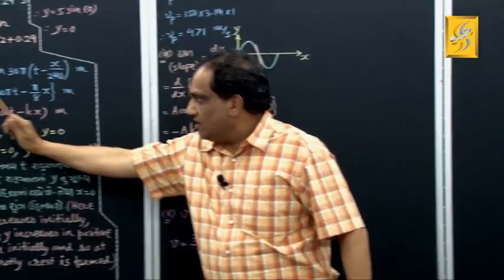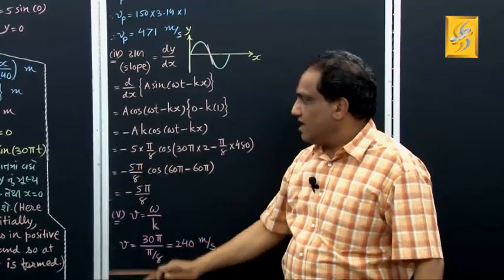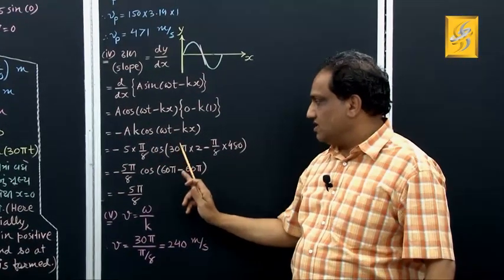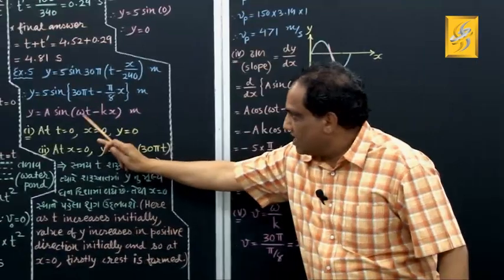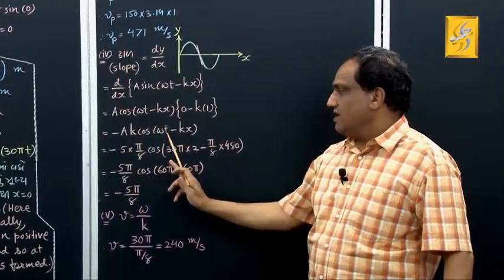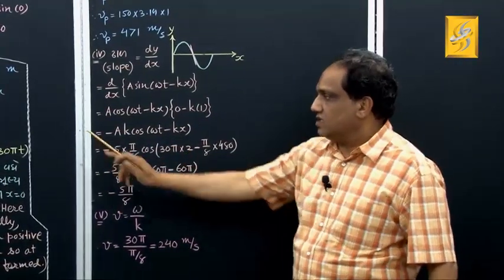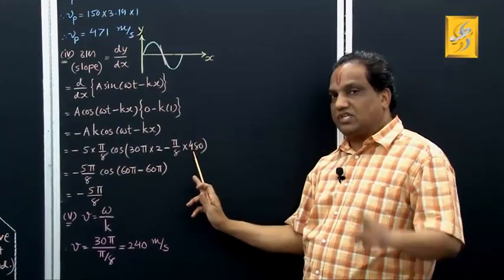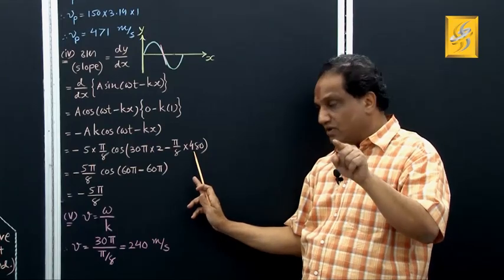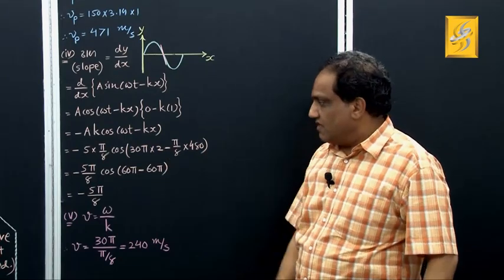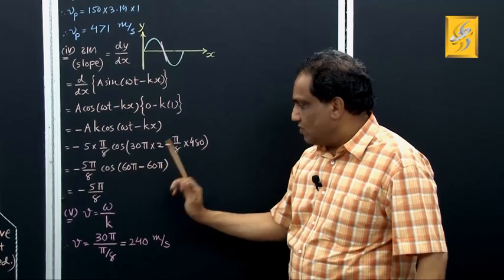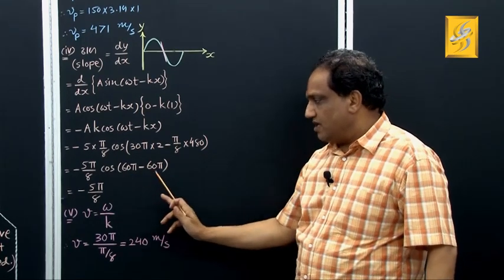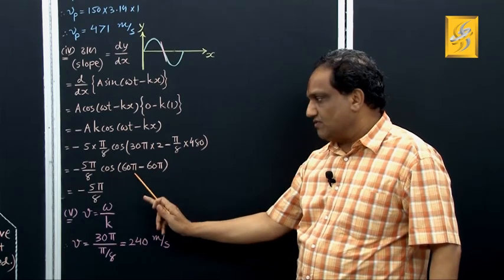What is A? A is 5 meter. K is pi by 8 radian per meter. Omega is 30 pi radian per second. Given time is 2 seconds. What about x? The distance of a given particle from the source of the wave is 480 meter. Simplify now. 30 times 2 is 60 pi. 480 upon 8, that is 60 pi. 60 pi minus 60 pi is 0. Cos of 0 is 1.